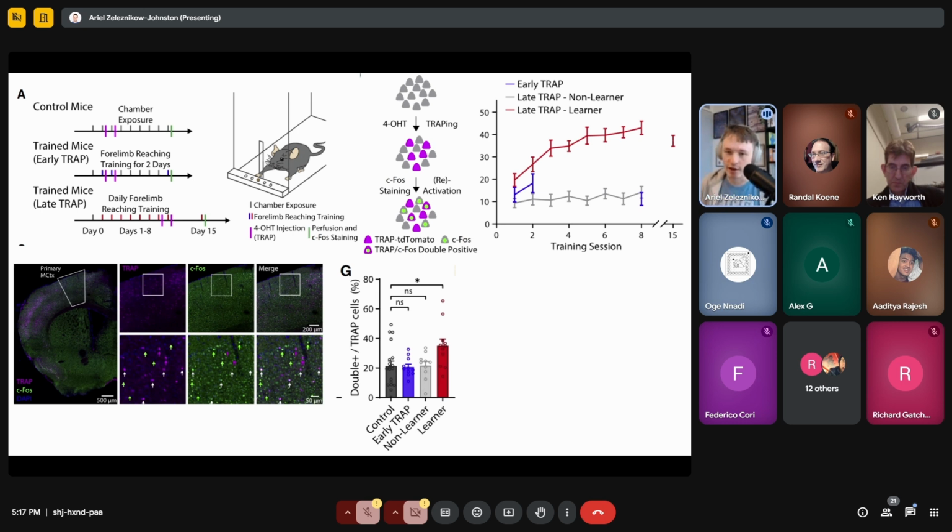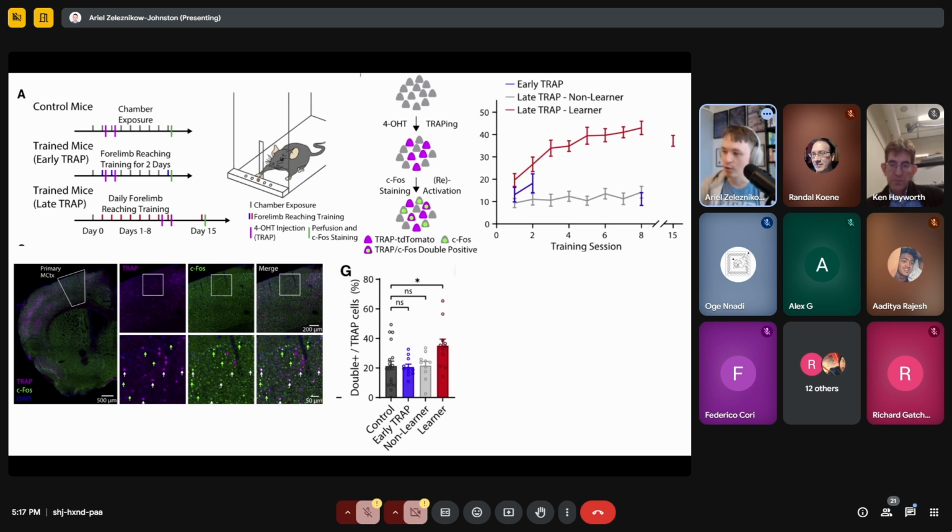And even though they learnt that on day 8, on day 15, they still use that same motor engram to sort of reach out and do the task. So those same cells are being reactivated. So you see that the cells labeled with CFOS largely overlap with the cells active with TRAP.